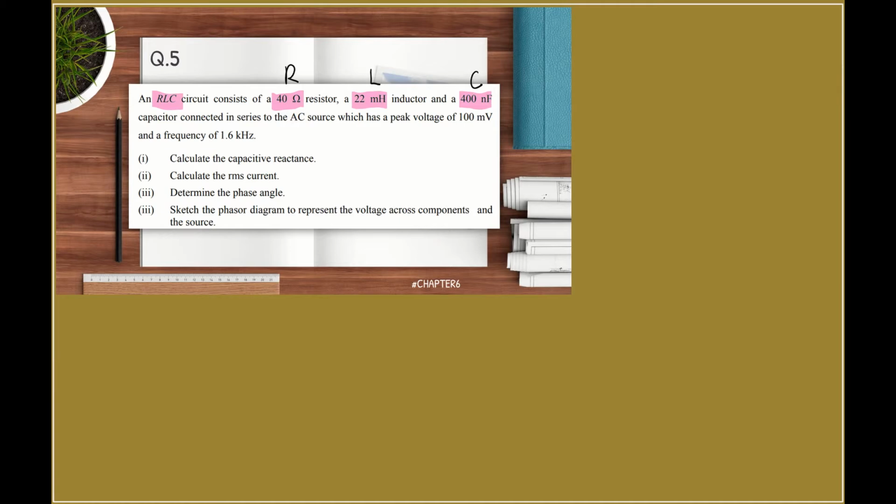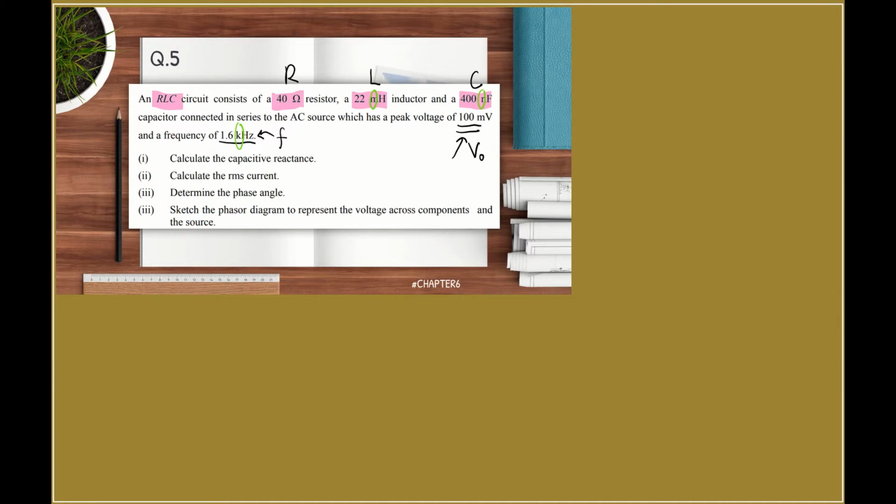the AC source, which has a peak voltage. Again, we have the peak voltage, so this is our V naught, and the frequency of 1.6 kilohertz. If you realize in this question, we have a few prefixes: milli, nano, and also kilo. So make sure you know all the values of these prefixes.